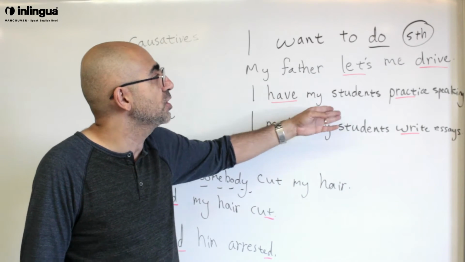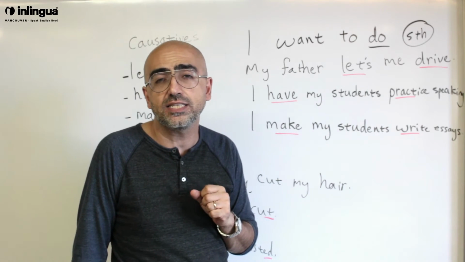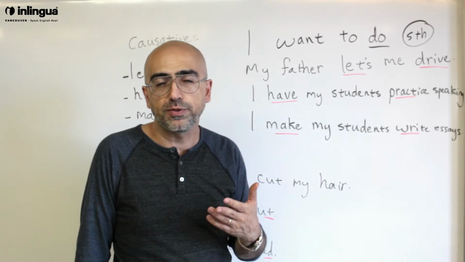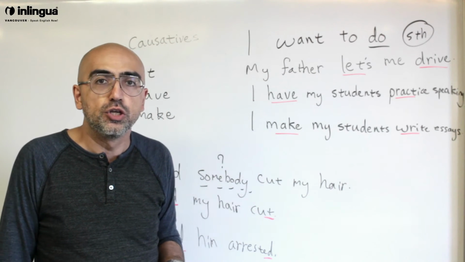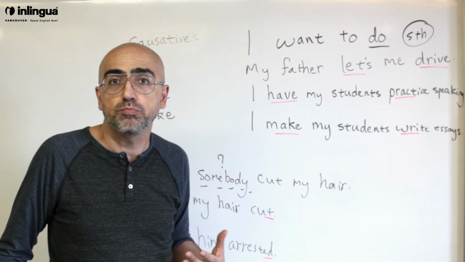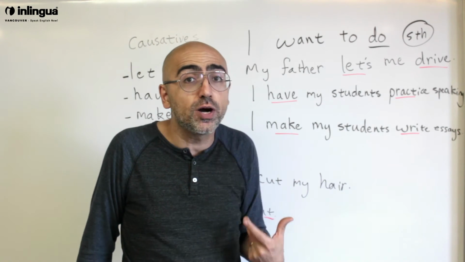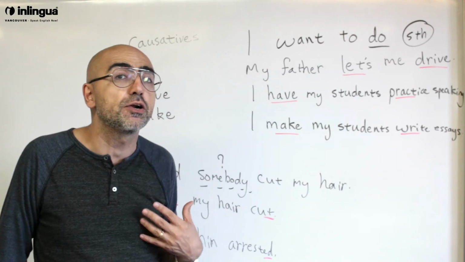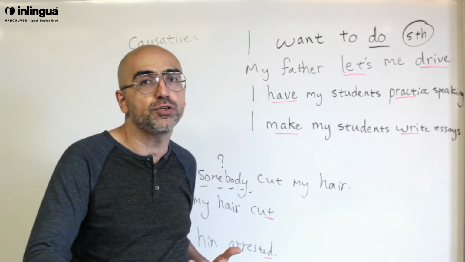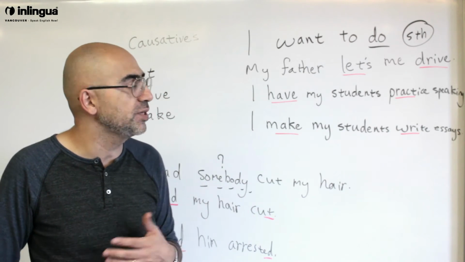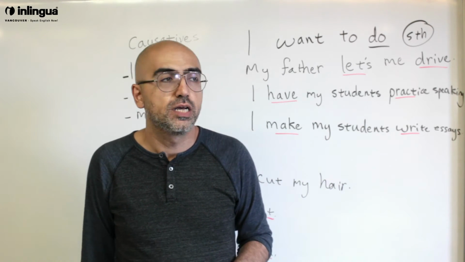I can use have here because the students willingly practice speaking, but often students do not want to write essays and I need to force them. For example, by withholding their certificate or some other threat where they have to do it, right? So sometimes when you want to do something, you say, I want to do it. You don't have to make me do it, I'll just do it. But if you don't want to do something and people are forcing you to do it, then they're making you do that thing. But if someone asks you to do something and you want to do it, then they have you do that, right?